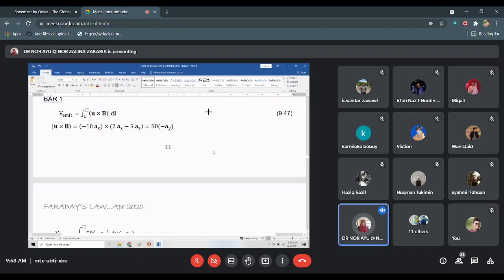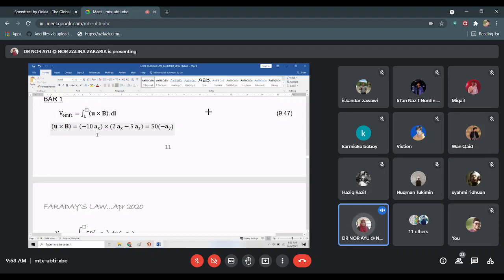Alright, so dia ada 3 rules untuk motional EMF tadi kan. So the first one is that you need to find your cross product, U cross B. Okay, and then you will get something like this. This is contoh, the answer for your cross product. Okay, and the next rules is your DL ataupun your lines. So your line must follow whatever the directions of U cross B, the cross product. Okay, line ataupun DL must follow the directions of your cross product.